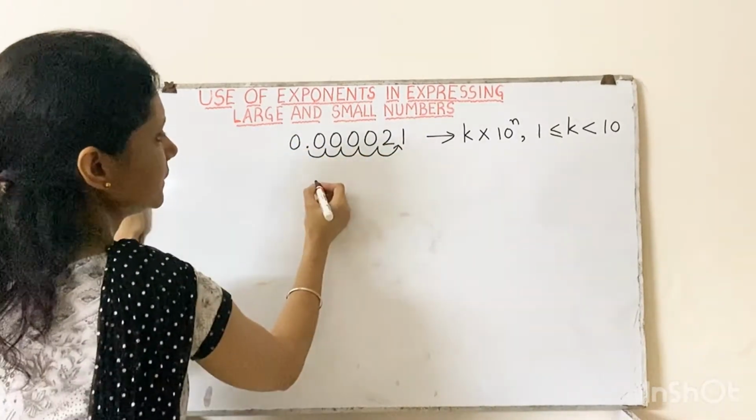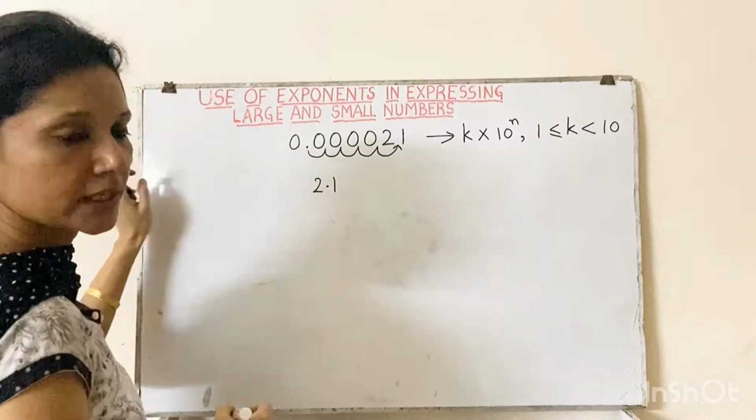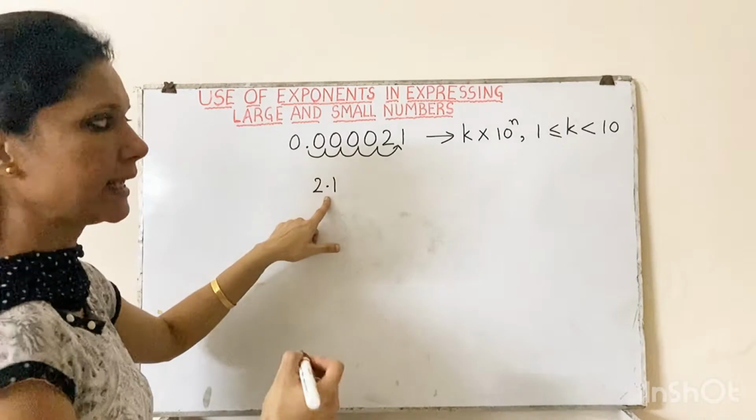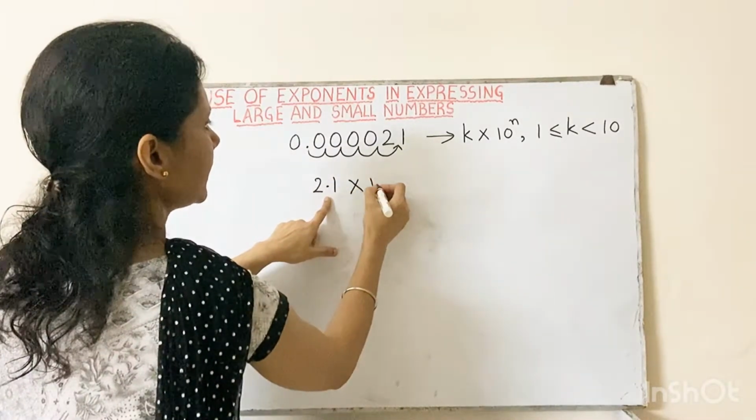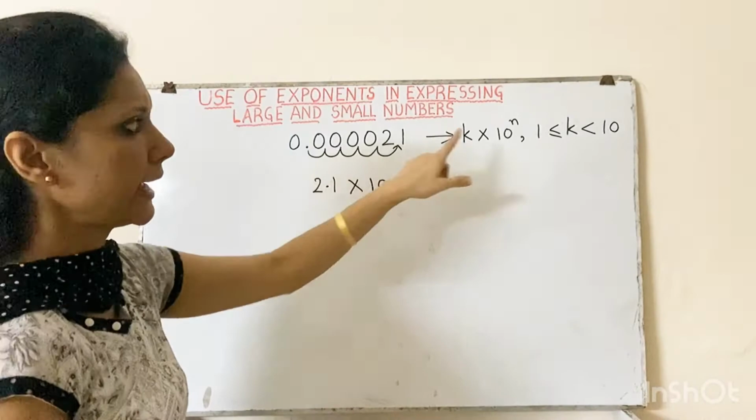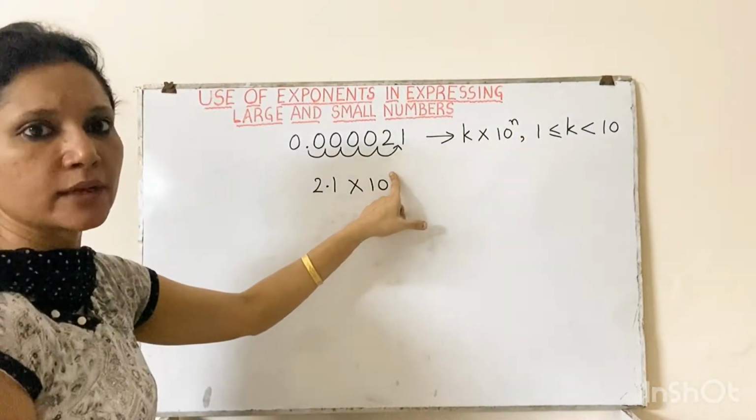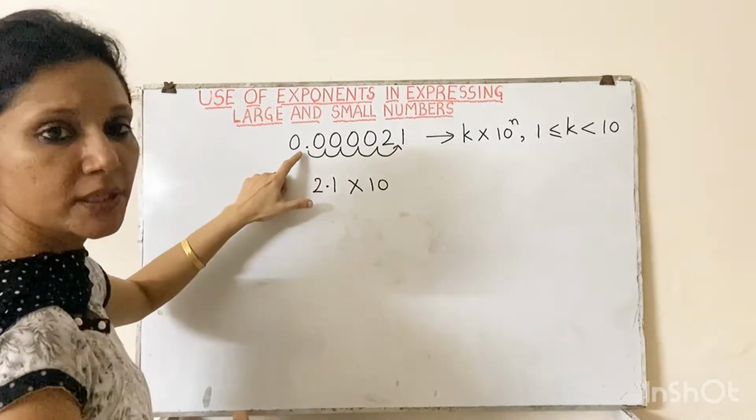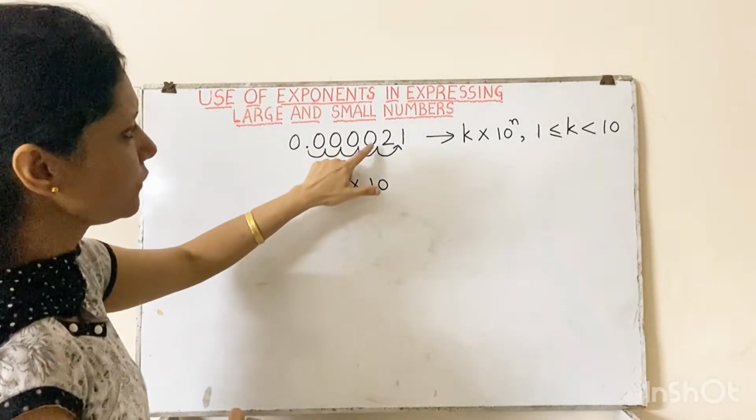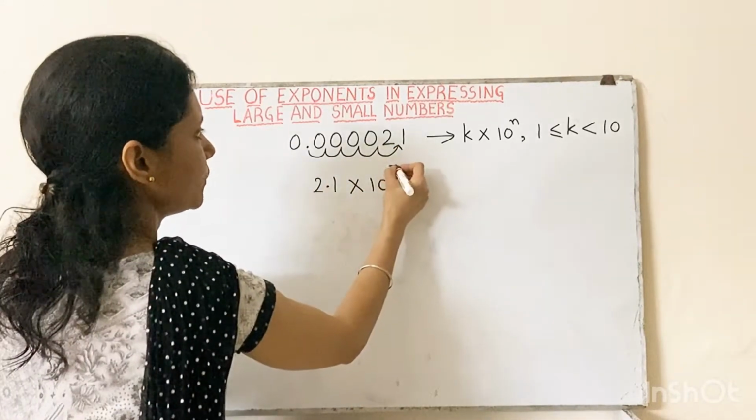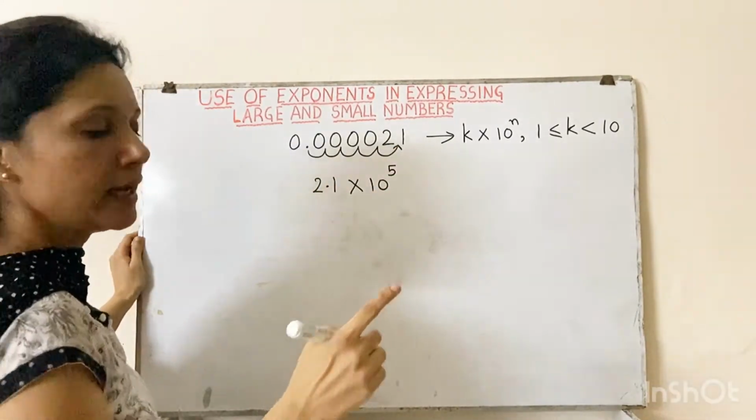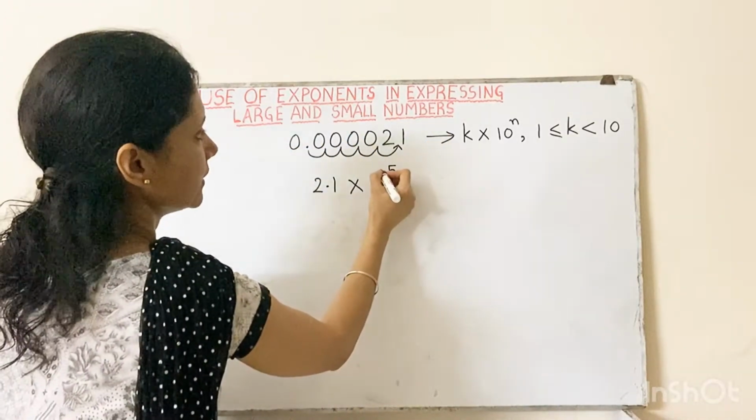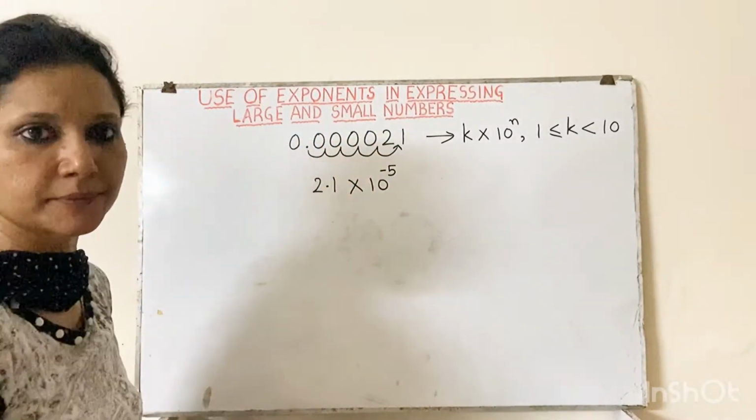So my number would become 2.1. Now this is my k. So I can check that k is between 1 and 10. Now multiply by 10 raised to the power something, n. I have to now put the value of n here. What is my n? n is the number of jumps that you are taking. How many jumps did you take? 1, 2, 3, 4 and 5. So my power would be 10 raised to the power 5. But whenever you are jumping towards the right hand side, you have to write a negative power.